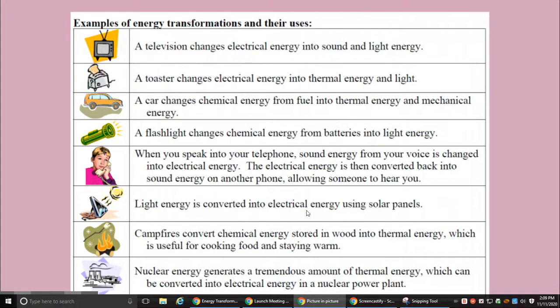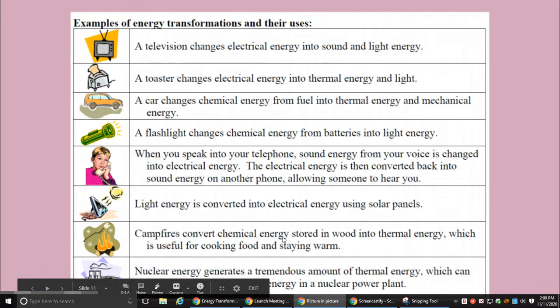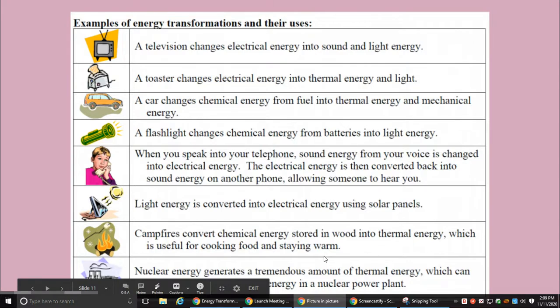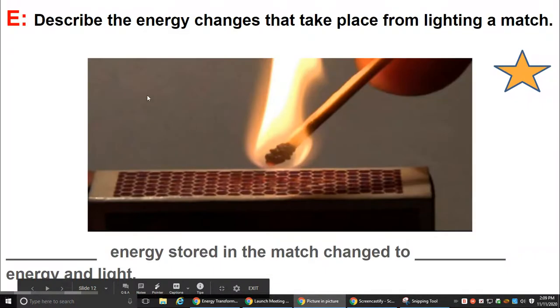Light energy is converted into electrical energy using solar panels. Campfires convert chemical energy stored in the wood into thermal energy, which is heat, which is useful for cooking food and staying warm. Nuclear energy generates a tremendous amount of thermal energy, which then can be transformed into electrical energy in a nuclear power plant.